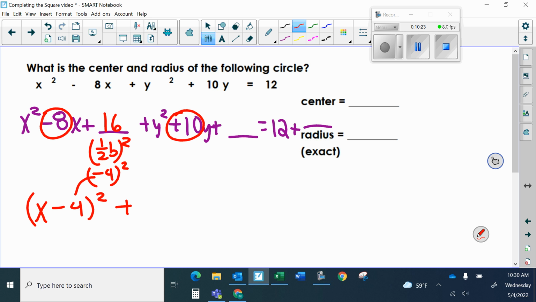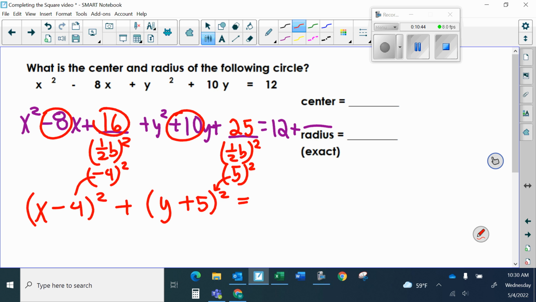Half of b squared doesn't change. What's half of 10? 5 squared is 25. So this is now y, and then drop it down, plus 5, the sign goes with it, squared. Okay, so I've just done the same thing twice. I added 16 on this one and 25 on that for a total of 41.